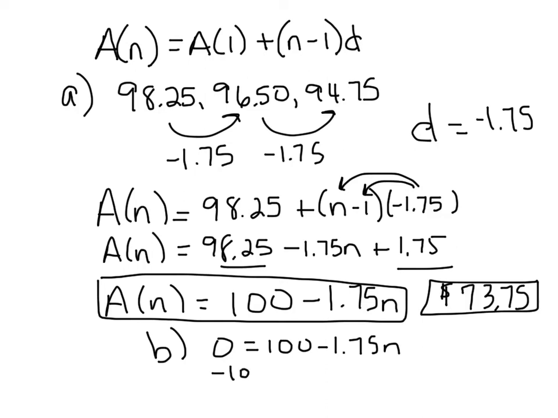I subtract 100. I divide by negative $1.75. You're going to get approximately 57 point something. So how many total rides? Well, you can't have 57.1 rides. So you would be empty, or you would use your pass after 57 rides.